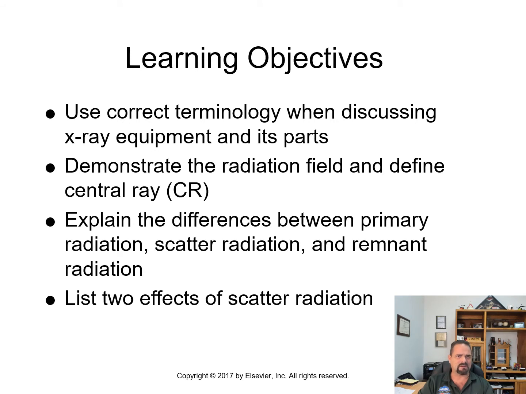All right, so our learning objectives in this chapter are to understand the use of correct terminology when discussing X-ray equipment and its parts. You need to be able to demonstrate the radiation field and define the central ray, or the CR. You will also be able to explain the differences between primary radiation, scatter radiation, and remnant radiation, and list the two effects of scatter radiation.